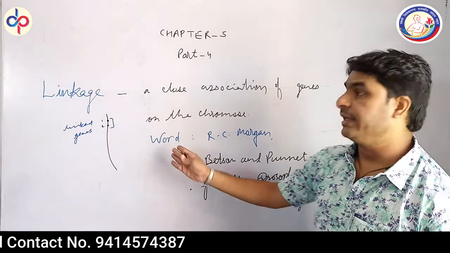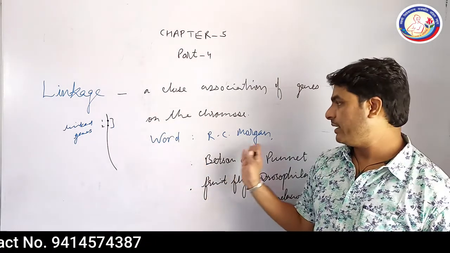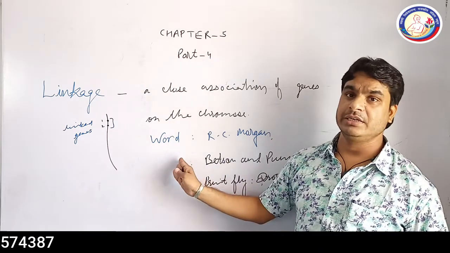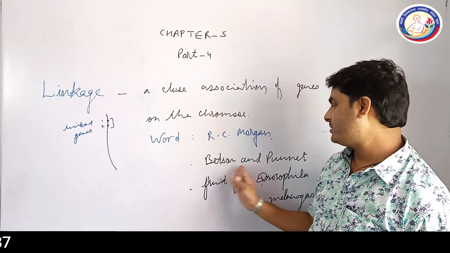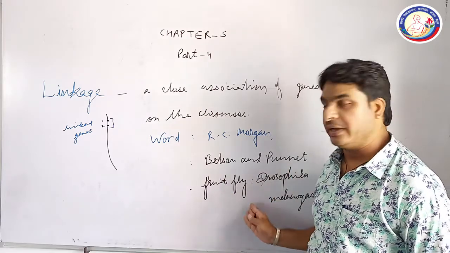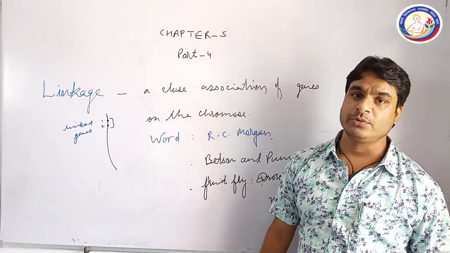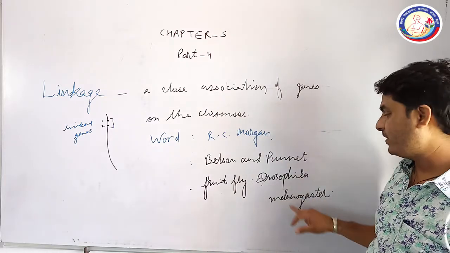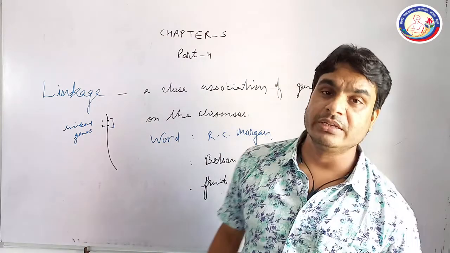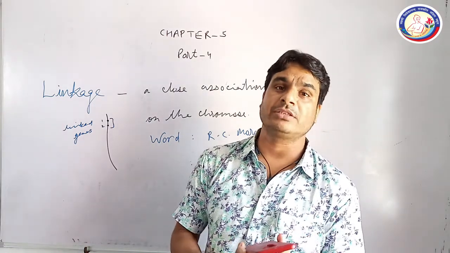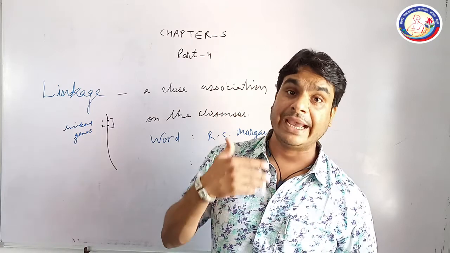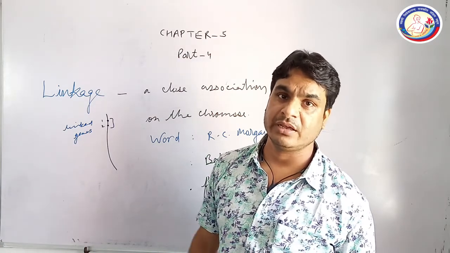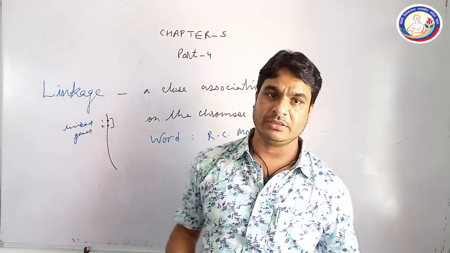First of all, the word linkage was proposed by Morgan, and its detailed study was carried out by Bateson and Punnett. These scientists used the fruit fly for the experiment, and the name of the fruit fly is Drosophila melanogaster. So, what is linkage? What are the important facts about linkage? What was the experiment on Drosophila? Everything will be discussed here by using the PPTs.